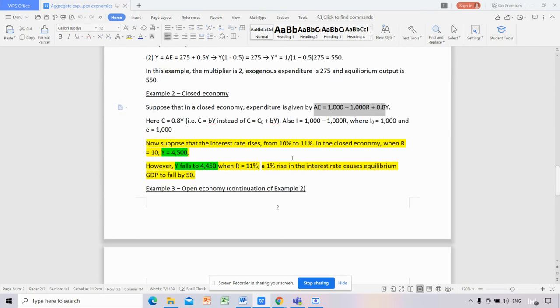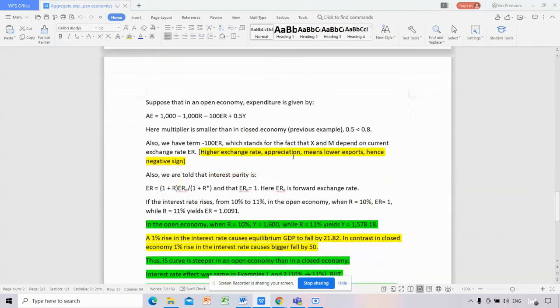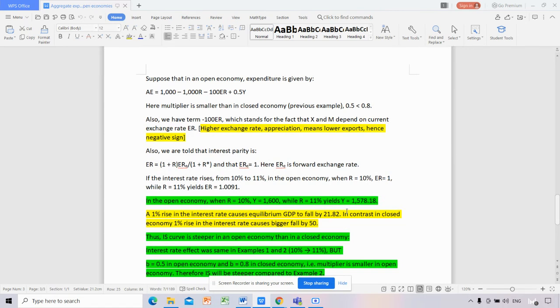Now let's repeat the same exercise for the open economy. Let's see what will happen. Originally you will plug the 10% interest rate here, 0.1 here, and let's assume that originally the exchange rate is 1 to 1: one domestic currency, one foreign currency. So it will be times 1, plus 0.5y, set it equal to y, solve for y, and you will get that y is equal to 1,600. That's when the interest rate is 10% and the exchange rate 1 to 1.